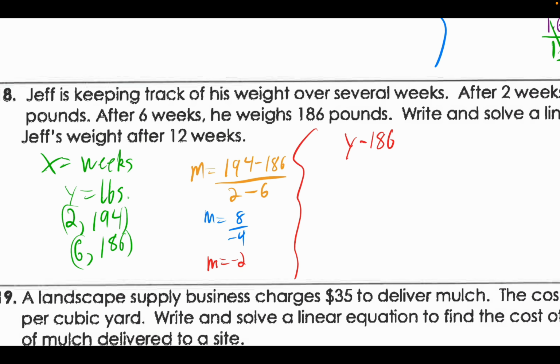So y minus 186 equals negative 2 times x minus 6. And so that's y minus 186 equals negative 2x plus 12. And so if I go ahead and add 186, I get y equals negative 2x plus 198.